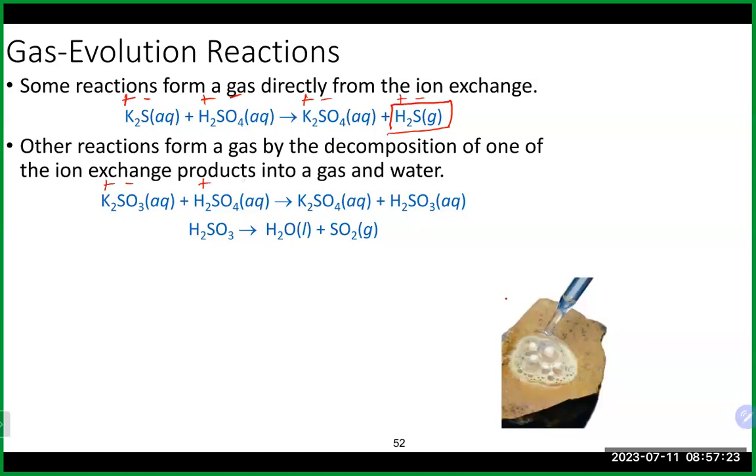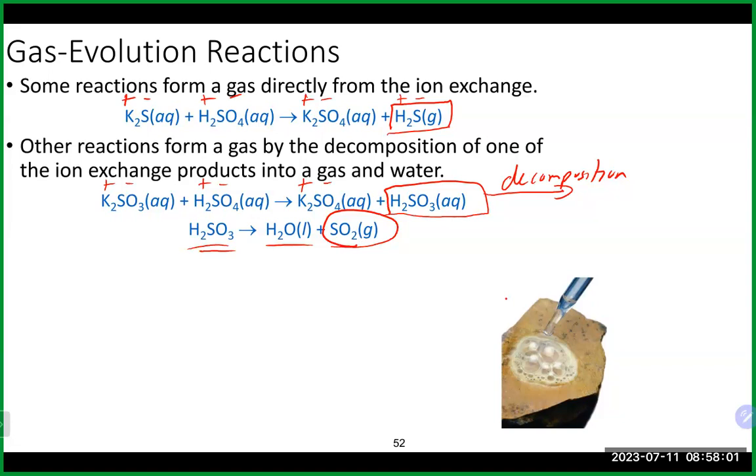Now, if we took potassium sulfite and swapped it in there with our sulfuric acid, we will actually get K2SO4, which is our potassium sulfate. And in this case, though, we will get sulfurous acid. So sulfurous acid here, weak acid. It will actually then go through a secondary reaction, which is known as a decomposition reaction. A decomposition reaction means it'll essentially just break apart. And when it breaks apart, that sulfurous acid will break apart into water and SO2 gas, which again is our secondary product that is made here.